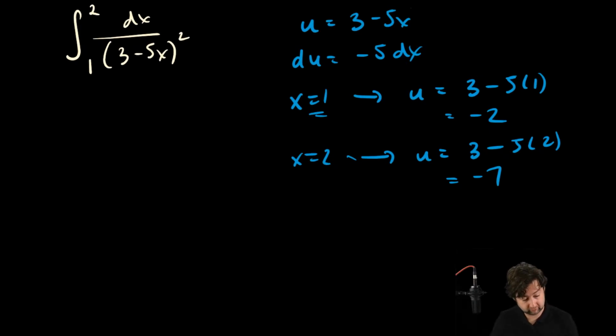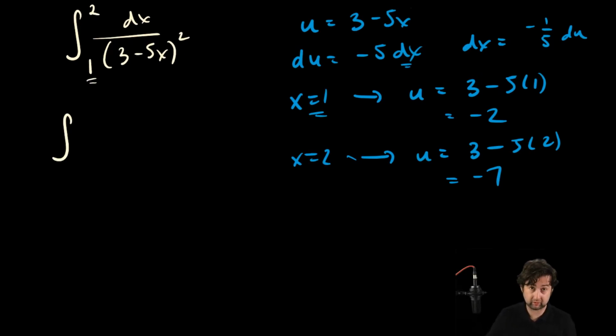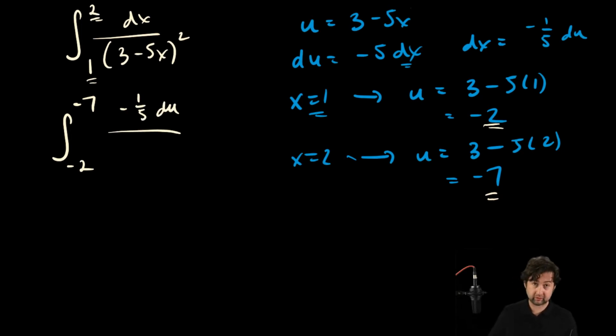I guess there's one thing I forgot to do here, which is I also want dx, so I can make that substitution as well. So if du is equal to minus 5 dx, then dx is equal to minus 1/5 du. Okay, so after substitution, this integral is going to be, well, the 1 that was here in the x integral is going to get replaced with the -2 that's here in the u integral. The 2 that's here in the x integral is going to get replaced with the -7 that's here. dx gets replaced with -1/5 du. And 3 minus 5x squared is u squared.